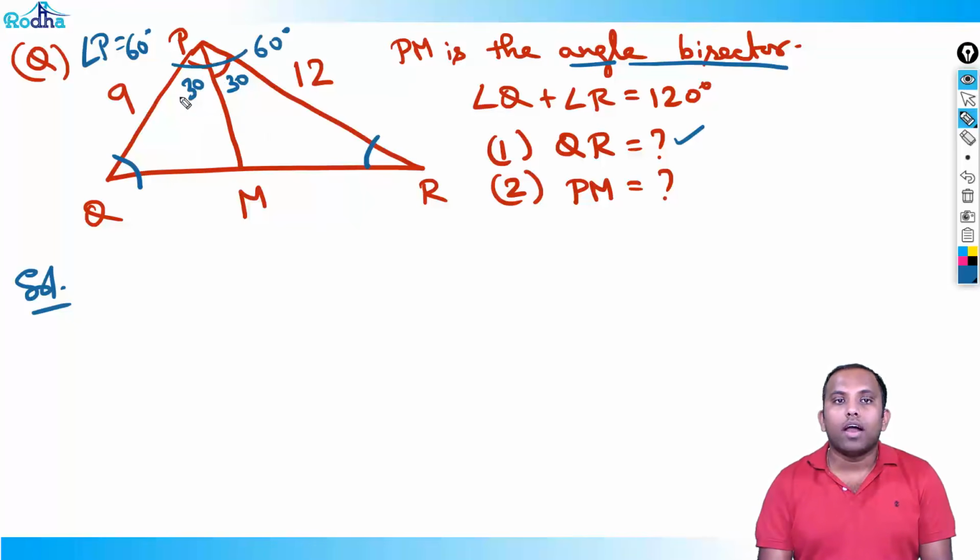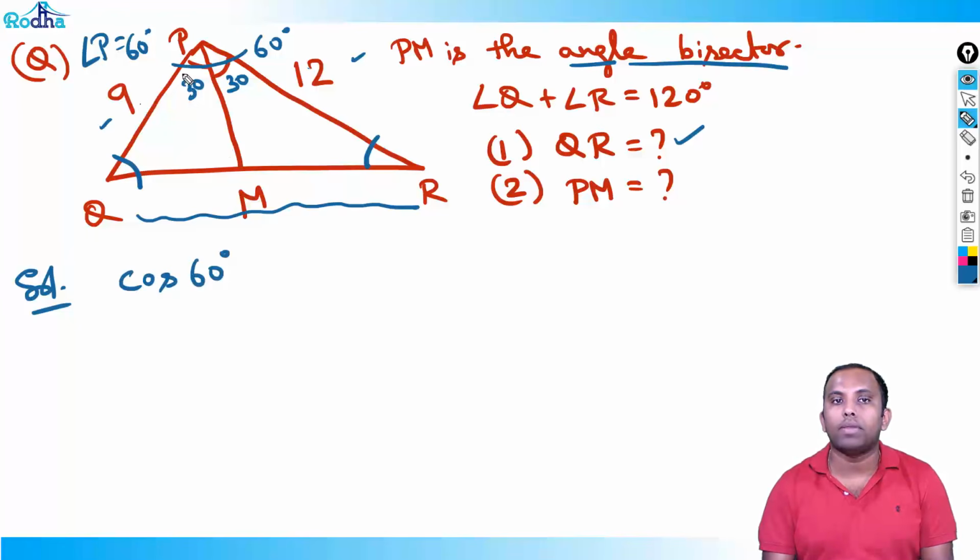That means again 2 sides and 1 angle are known. I told you in cosine rule there are four things here, out of which 3 are known: 2 sides and 1 angle. So I can easily calculate the third side, that is QR. I can apply the cosine rule for cos 60, that is cos of angle P.